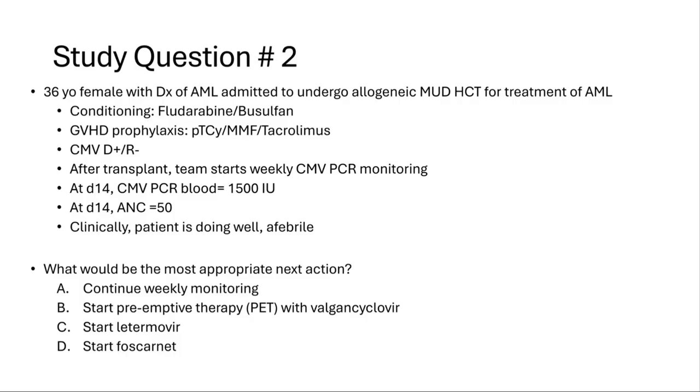She's afebrile. So the question for us, what would be the most appropriate next action? A, continue weekly monitoring. B, start preemptive therapy with valganciclovir. C, start letermovir. And D, start foscarnet.